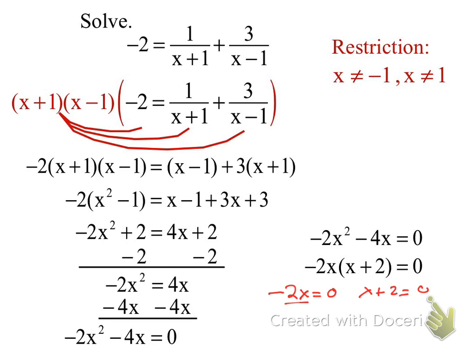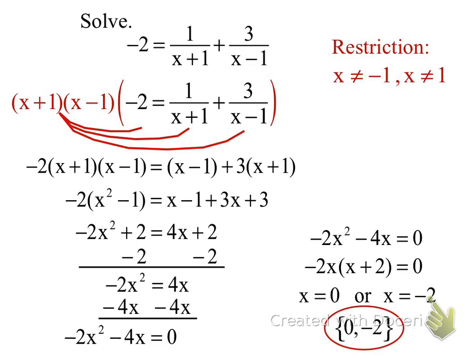And so my solutions are x equals 0 and x equals negative 2. Do they both work with the restriction? So that is the solution.